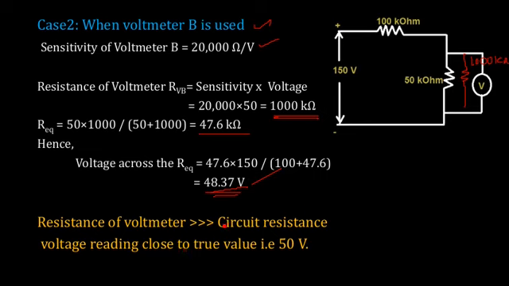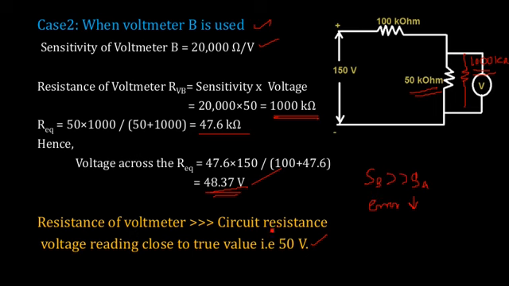Now you can see that the sensitivity of B is much higher than the sensitivity of A, and because of that, the error in reading has reduced. The resistance of the voltmeter is much higher than the circuit resistance also. The circuit resistance to be measured is 50 kilo ohm, and here you have 20 times the circuit resistance being applied. So the voltage reading is close to the true value.